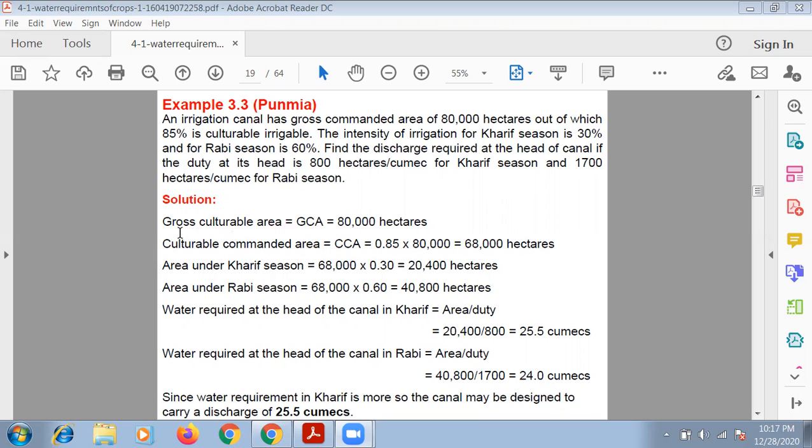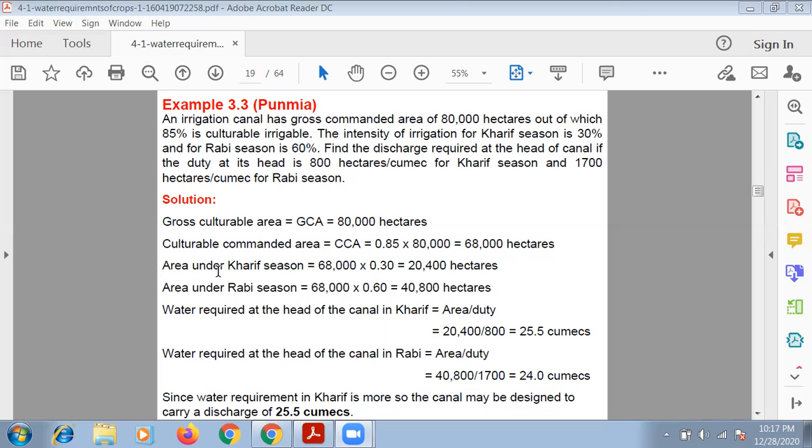So first thing is the gross culturable area. Total is 80,000 hectares, it's given. Out of which only 85% is culturable. So the culturable command area, CCA, is 0.85 into 80,000 hectares. So it is 68,000 hectares.